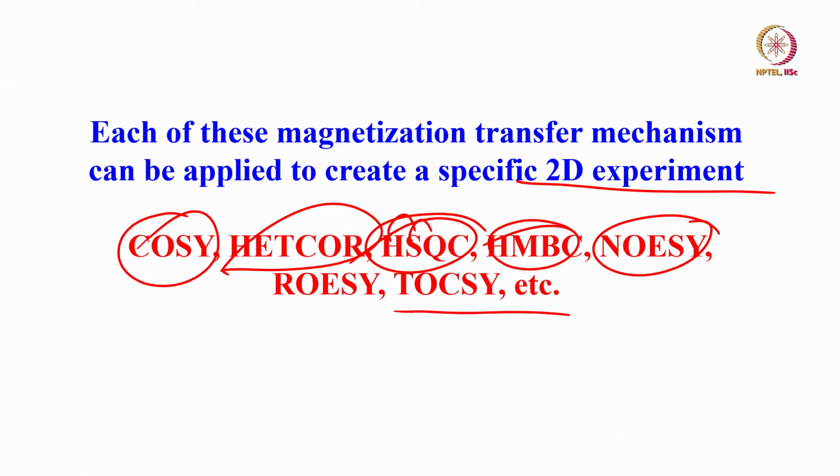That is how different pulse sequences are designed in NMR. So, remember, each pulse sequence is designed such that the mechanism of the magnetization transfer is specific to each of these experiments.